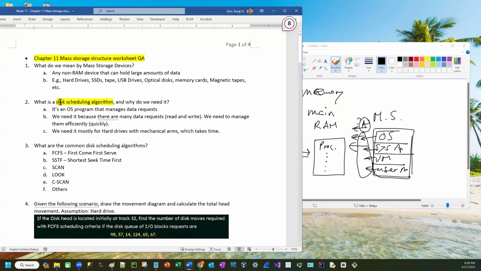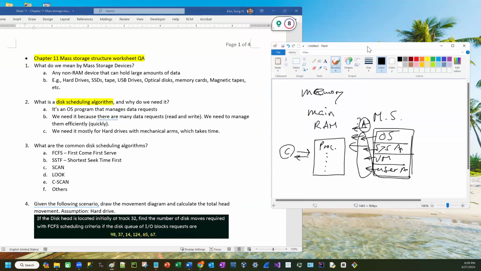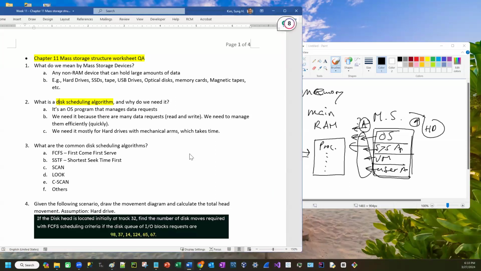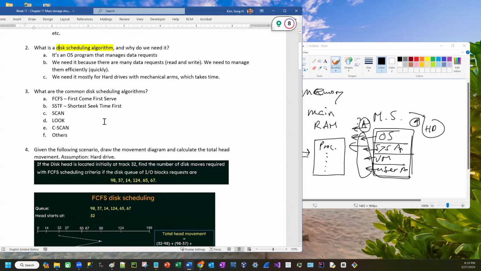But I am using the disk scheduling algorithm here today because the most popular and common form of mass storage is the hard drive, right? So we are going to look at the algorithms for this guy. And then, as expected here, what are some common disk scheduling algorithms?